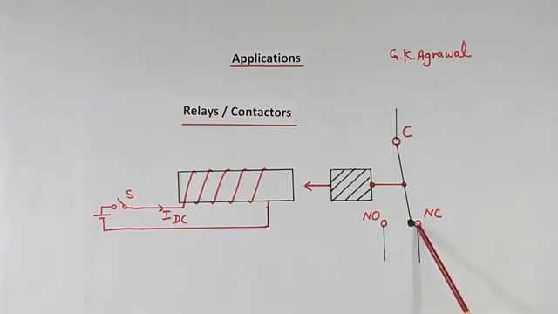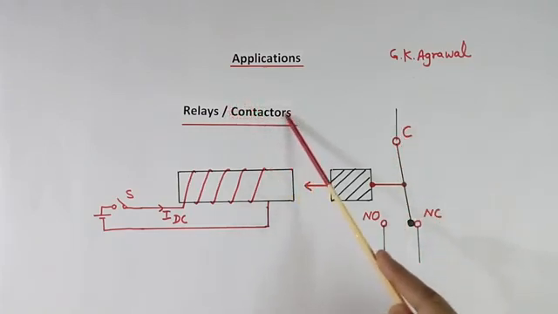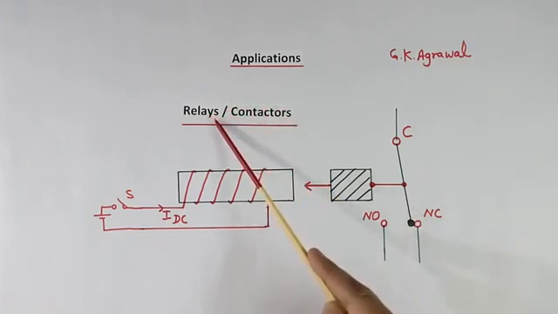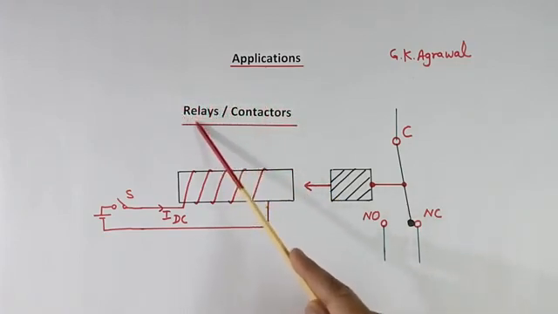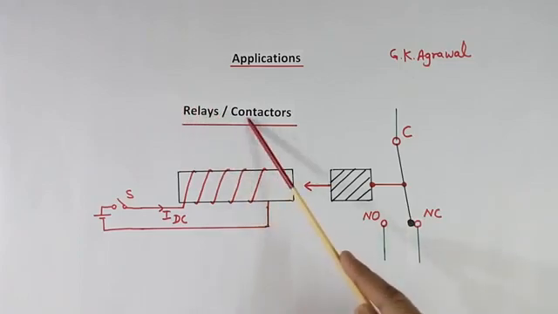So current will flow like this. This is called NC because when this is off, it is normally closed. Normally open means, normally means when the switch is open. This is open contact, this is closed contact. When we close the switch, this will come here, this will become open, this will become closed. A contactor is nothing but a relay, but relays of much bigger size and much higher rating are called contactors.